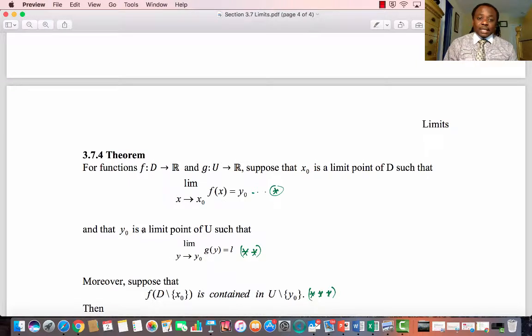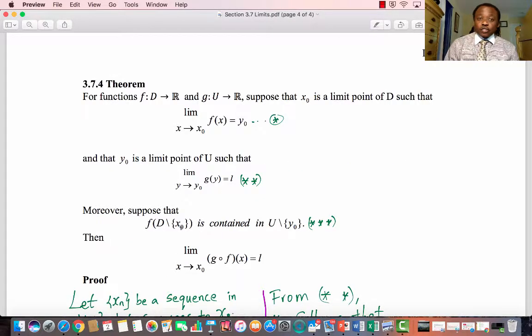And y naught is a limit point of U, x naught a limit point of D, such that the limit as y approaches y naught of g of y equals L. Call that equation star star. Moreover, suppose the image of f on the set D minus the singleton x naught is contained in U minus the singleton y naught. Call that star star star, 3 stars.